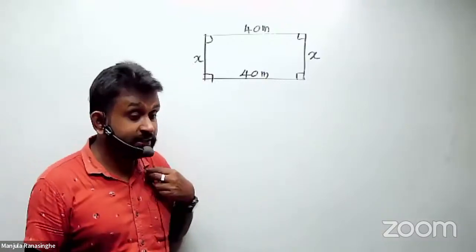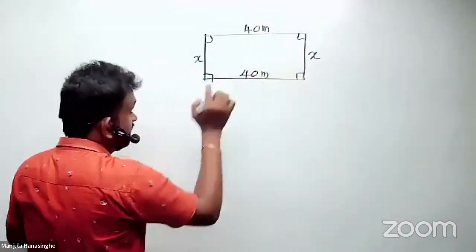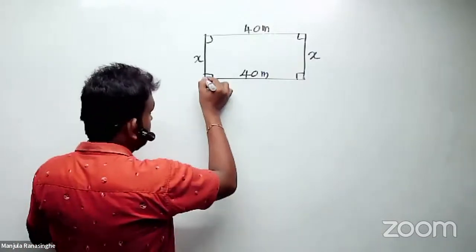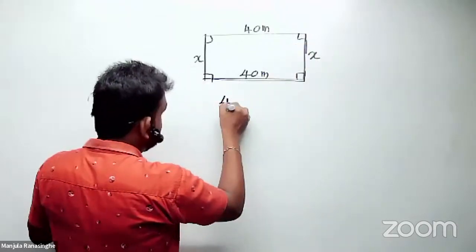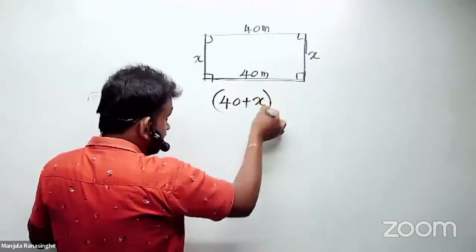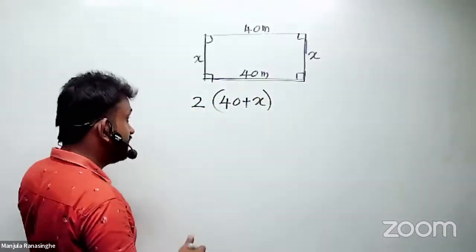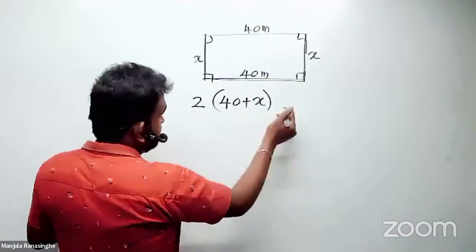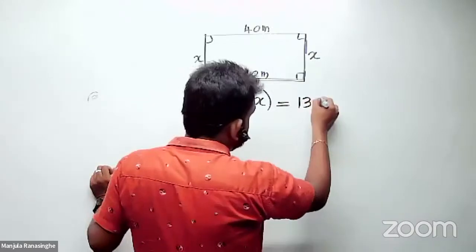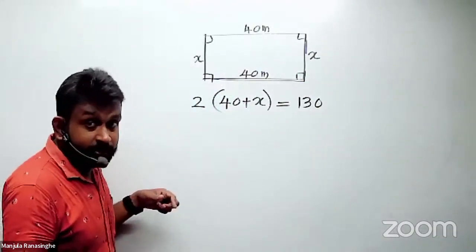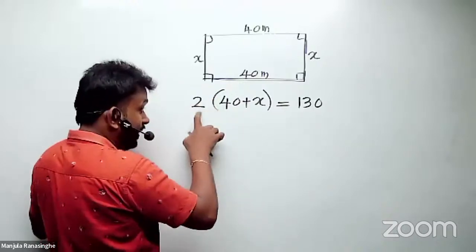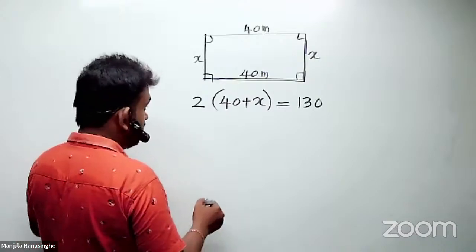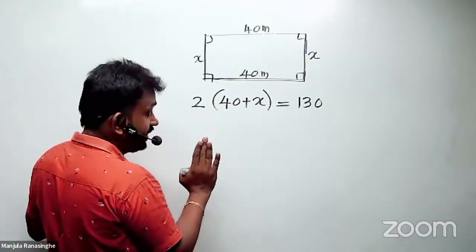Now let us see how to find the perimeter in terms of 40 and x. There are two ways. So 40 plus x, that is the length plus breadth, multiply with 2. Length 40 and breadth x, then multiplied by 2 gives you the perimeter, 130. Adding the length to the breadth and multiplying by two is what gives the perimeter. That equals 130. Now we have to solve for x.